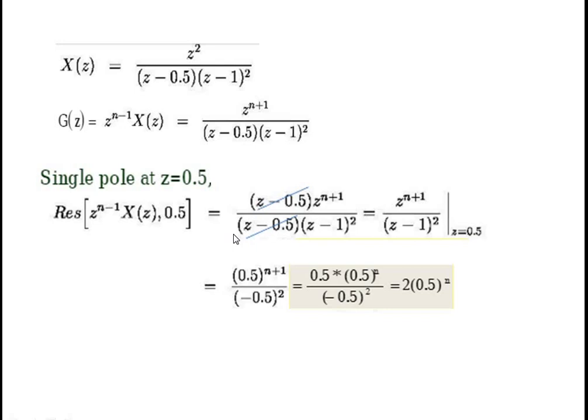So far we have completed three methods for solving the inverse Z transform. In the next video we are going to discuss the last method for finding the inverse Z transform, that is the convolution method.